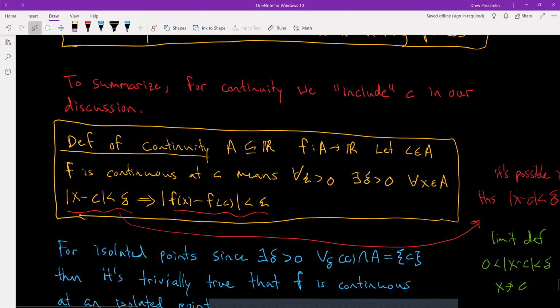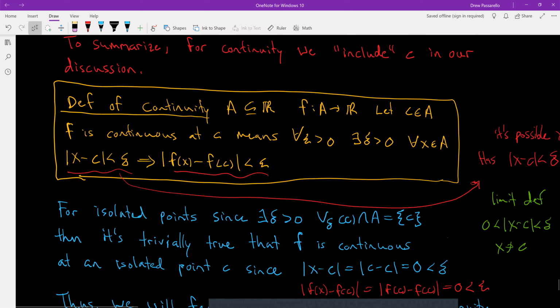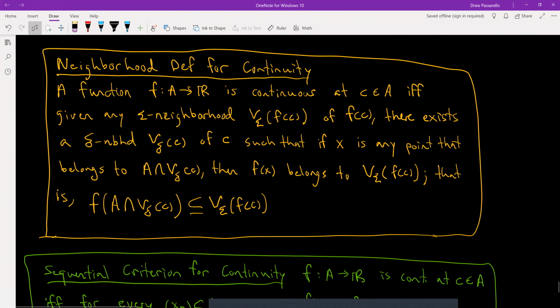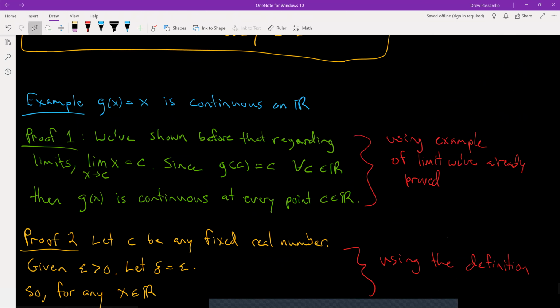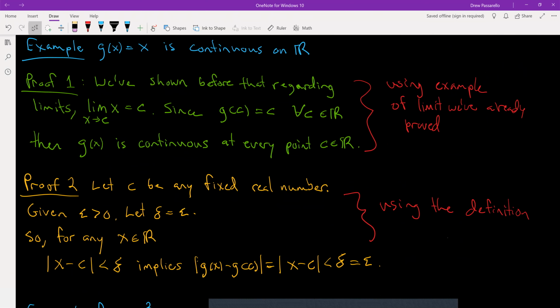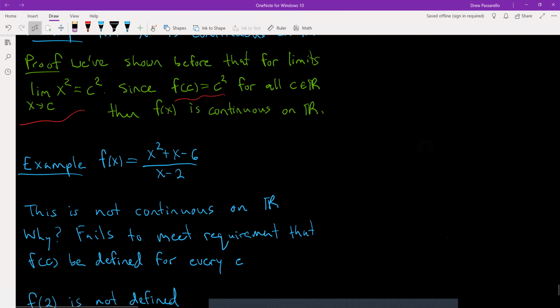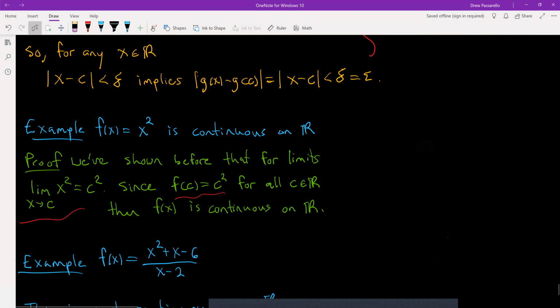All right, so those are the requirements, and then we talked about this delta epsilon definition. Since we've already dealt with limits and already proved these types of things with limits, for the proofs regarding continuity I try to avoid using the delta epsilon definition over and over for continuity if I don't have to.